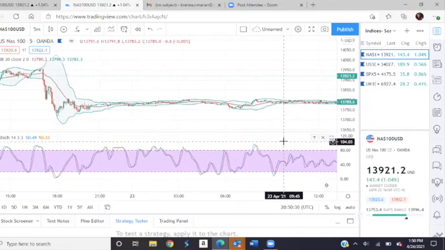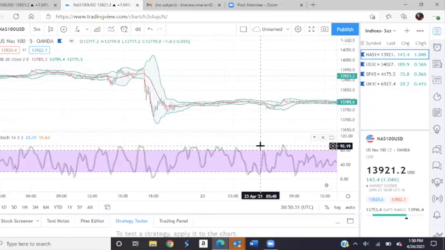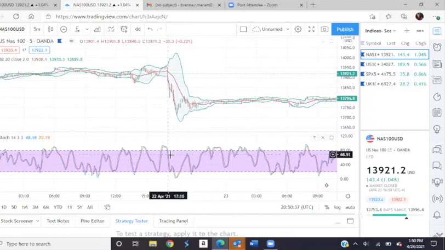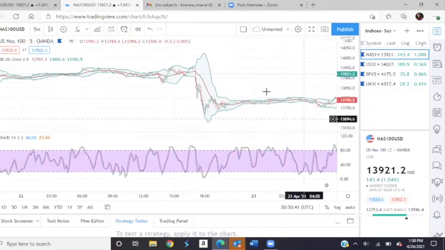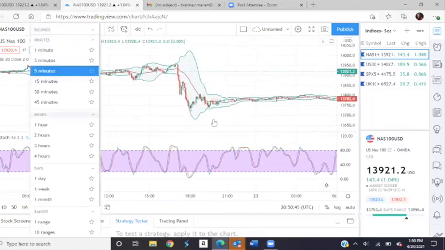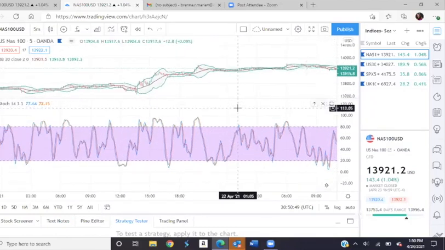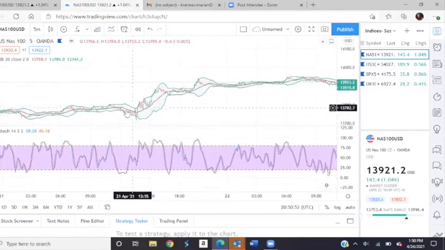When we're in overbought conditions, can anybody tell me what we're looking for? What are we looking for when we are in overbought conditions? Let's look at this area right here. This is a really good example, obviously. We have a really sideways market. So maybe let me go to something a little less sideways.